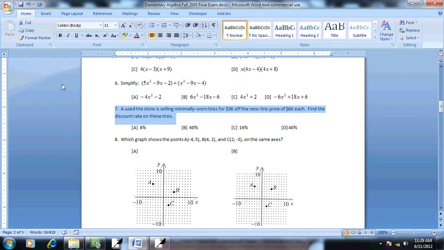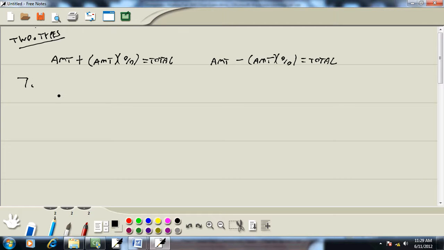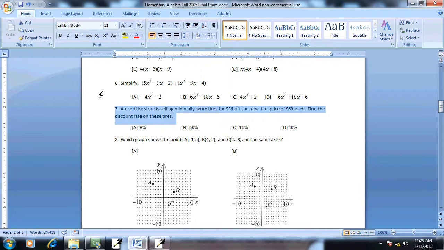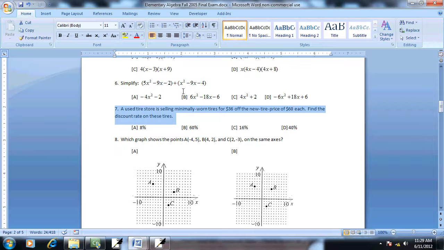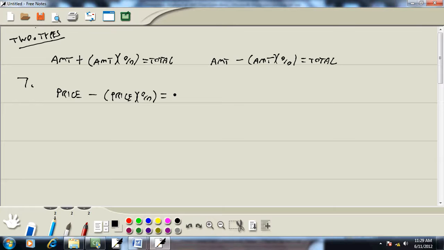So let's look at this. Used tires, minimally worn tires, $36 off the new tire price, $60 each. Find the discount rate. So we're going to have our price, and we're doing discounts. We're subtracting, and we'll have our price times the percent is going to equal our new price.